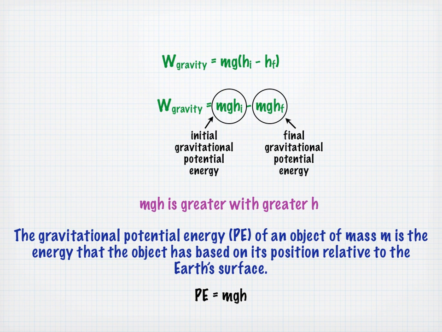Since we're dealing with the gravitational acceleration on Earth, this expression for gravitational potential energy is specific to the Earth as well. The units of gravitational potential energy are joules, and gravitational potential energy is a scalar quantity because it only has a magnitude.